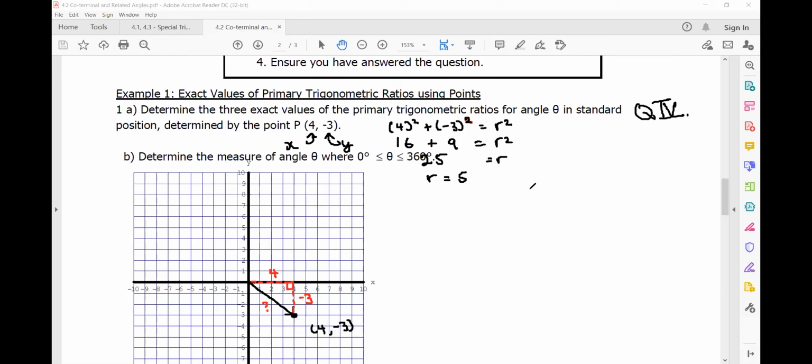Remember, I'm not dealing with a negative. I know square root, you get a plus or a minus, but we don't need the minus. Radius is just a positive. So now that we have x, now that we have y, and we were able to figure out radius, sine of this angle, whatever that might be, is going to be y over r. Cosine is going to be x over r. And tangent is going to be y over x.